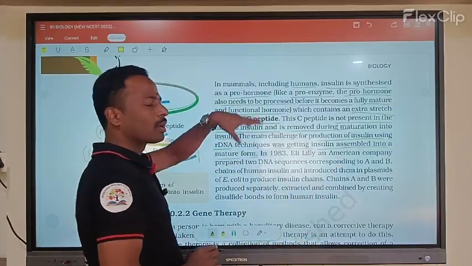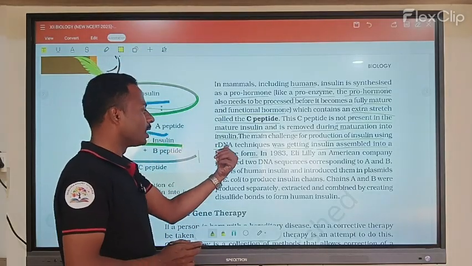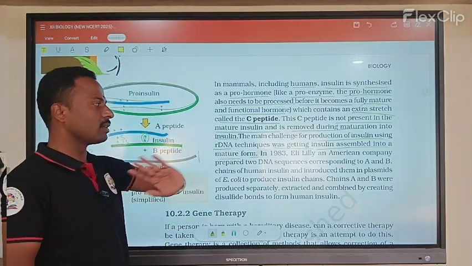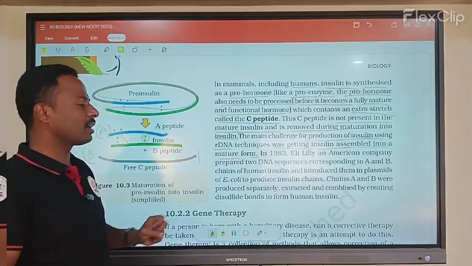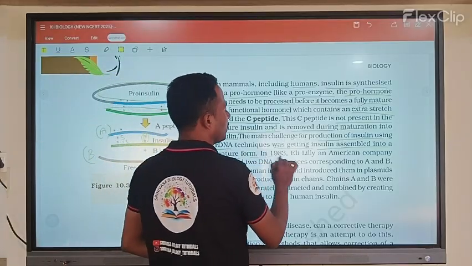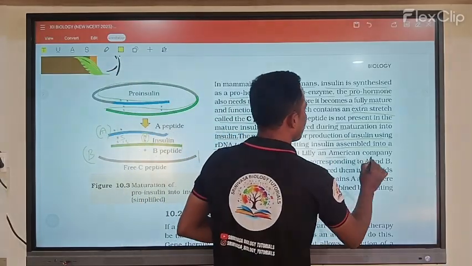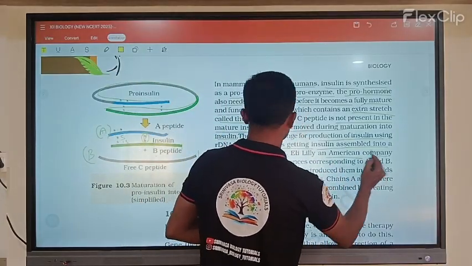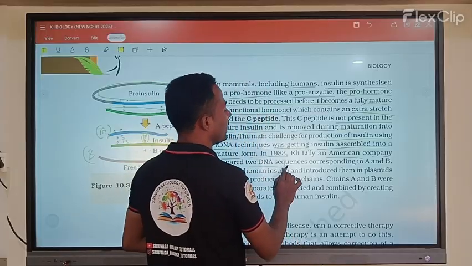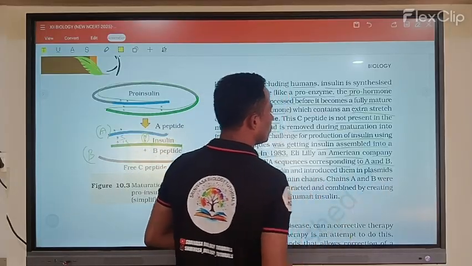So this total process we are obtaining from recombinant DNA techniques. We are easily getting the DNA we are uptaking. Mostly in 1983, Eli Lilly, an American company, prepared two DNA sequences corresponding to chains A and B.